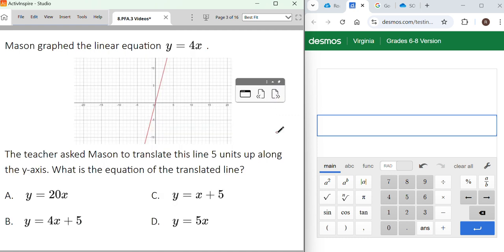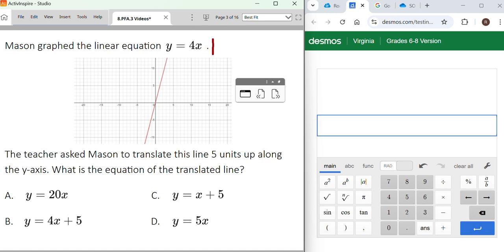And we have another one to look at. This says, Mason graphed the linear equation y equals 4x. So again, no y-intercept. It goes through the origin, 0, 0, and the slope is up 4 over 1. The teacher asked Mason to translate this line 5 units up along the y-axis. What would his equation be for that translated line?